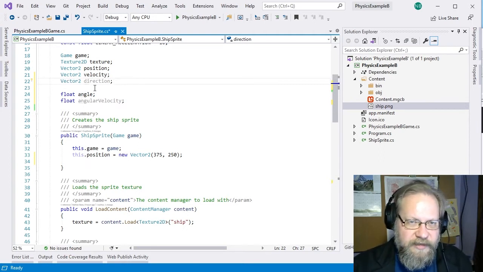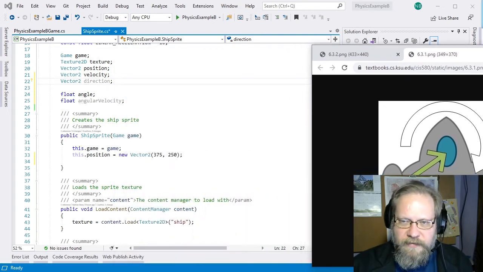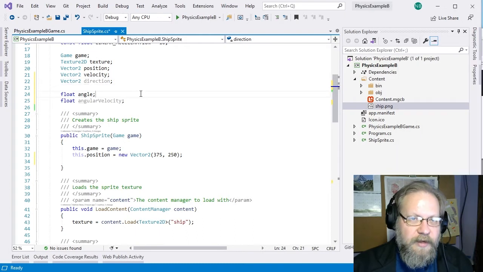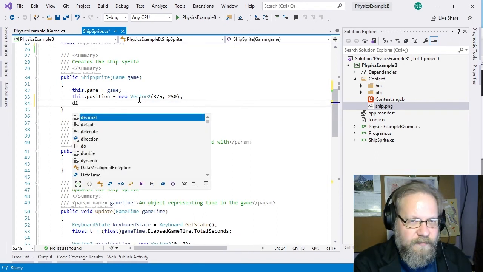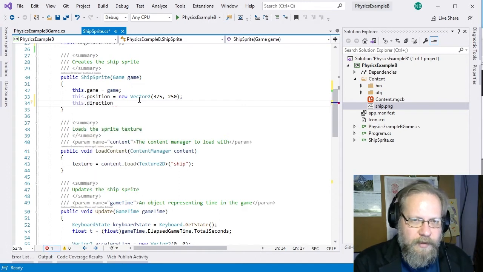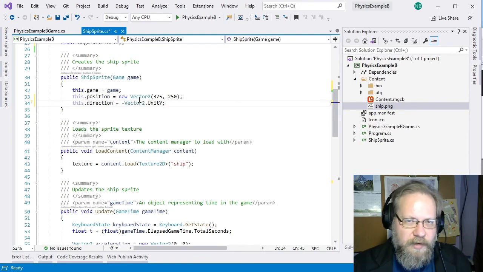So these are related. This is basically if we were to draw a triangle, a right triangle with a vector out of the front of the ship, the angle would be here, the hypotenuse would be the vector, and the x and y components would be the legs of that triangle. So we go ahead and create our direction, and when we create our sprite, we're going to have that direction pointing as a unit vector in the upwards direction, which is going to be minus Vector2.UnitY, which is basically 0, -1.